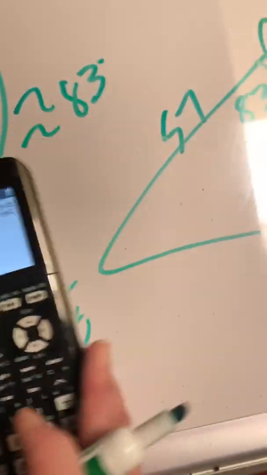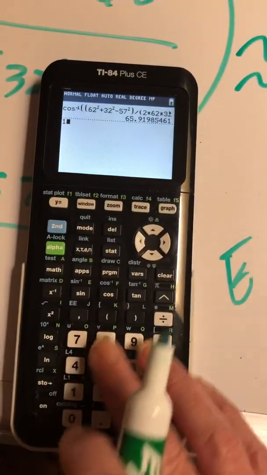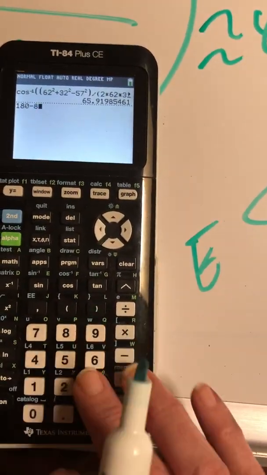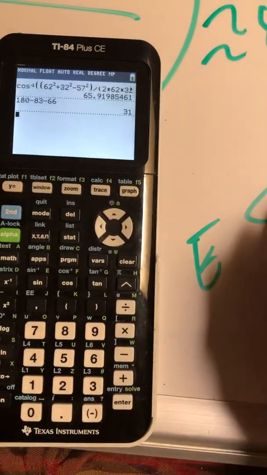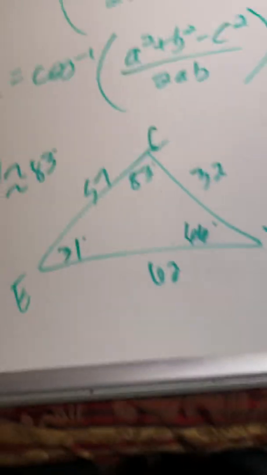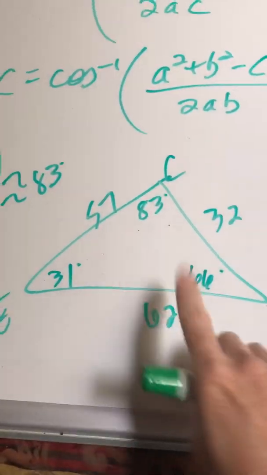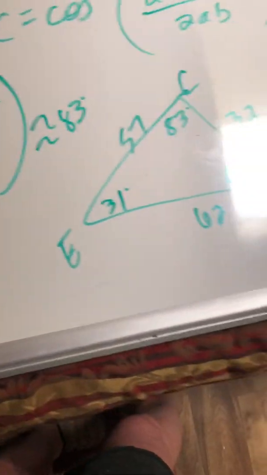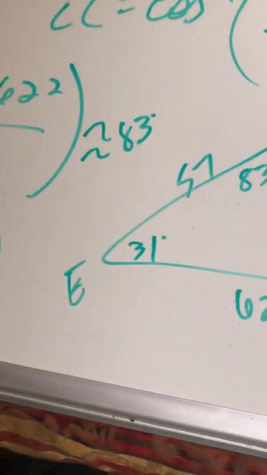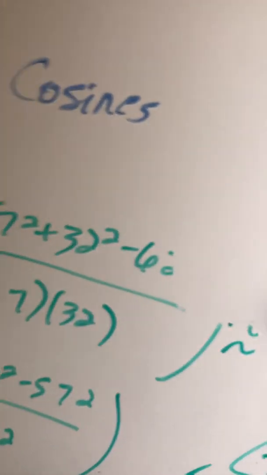So if we wanted E, we would just do 180 minus 83 minus 66 to get that, and this would be 31. Don't ever use law of cosines on all three angles because sometimes it'll throw you off. And you want to make sure they add up to 180. So you can do two angles with law of cosines, and then for the third angle, always subtract. Always subtract for the third angle, no matter what you're using, whether it's law of sines, law of cosines, whatever. Okay, so let's do this again.